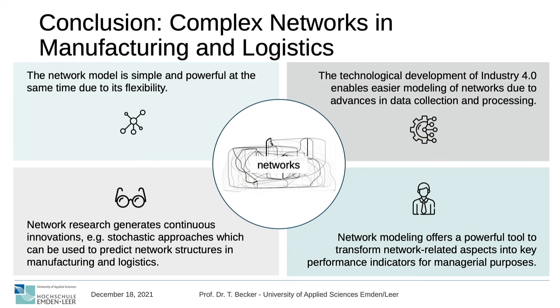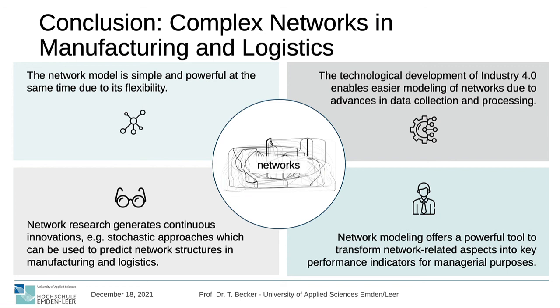What have we seen here? We've talked about complex networks in manufacturing and logistics. And the first thing that we've seen is that the network model is simple, but at the same time also very powerful due to its flexibility. We can have a simple network model, anybody can understand how this is created, but we can enrich this with additional features, with additional properties, so that we can model even complex situations.